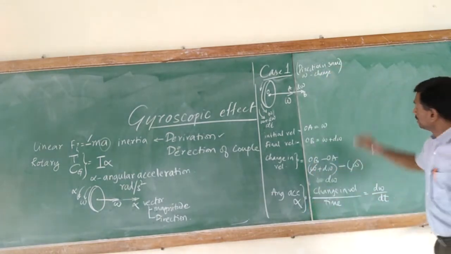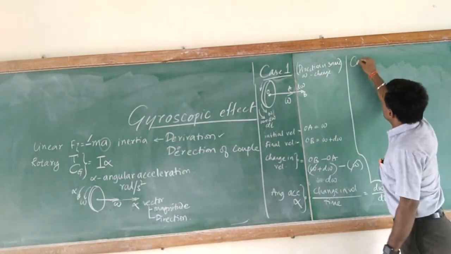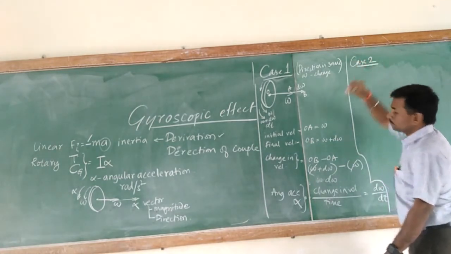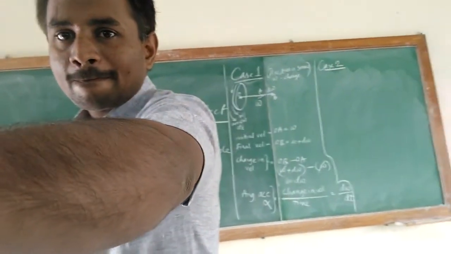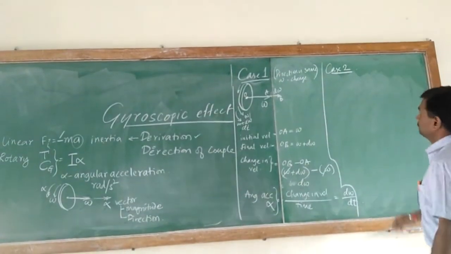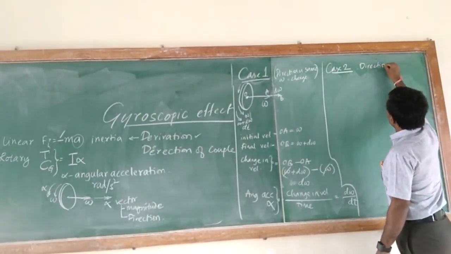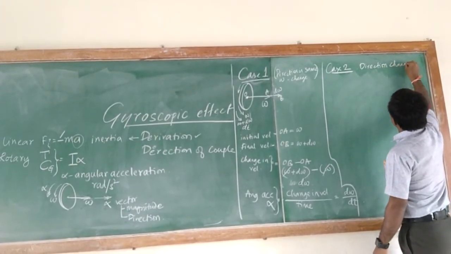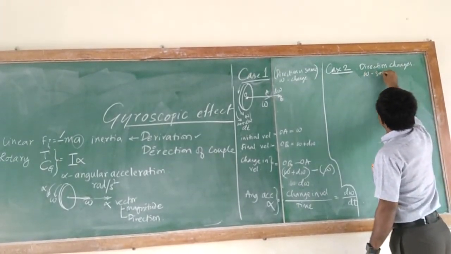Okay. Now let's go for case 2. Case 2 is more complicated. In this case, direction is different. Direction will change, and omega will remain the same.